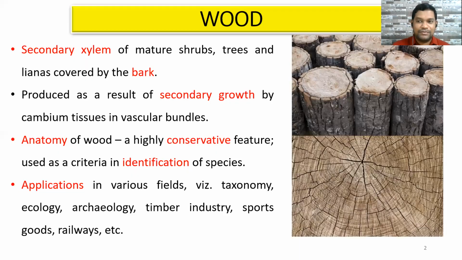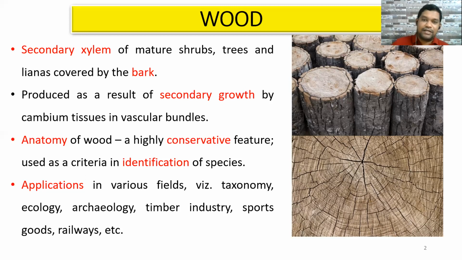Wood, as we all know, is technically the secondary xylem of the mature shrubs, trees, and lianas. And in any vascular plant, it is externally covered by the bark, which is the secondary phloem. This is a result of secondary growth produced by the cambium tissues in the case of plants. As far as the wood anatomy is concerned, it is a highly conservative feature.